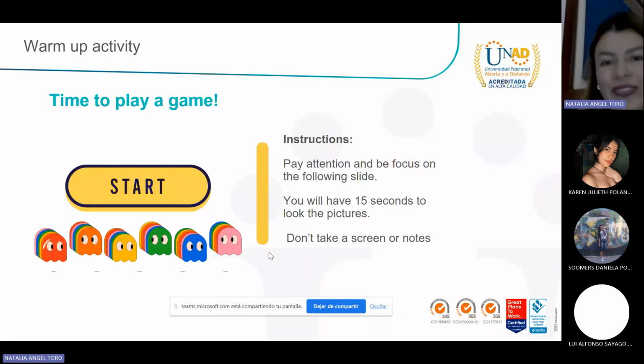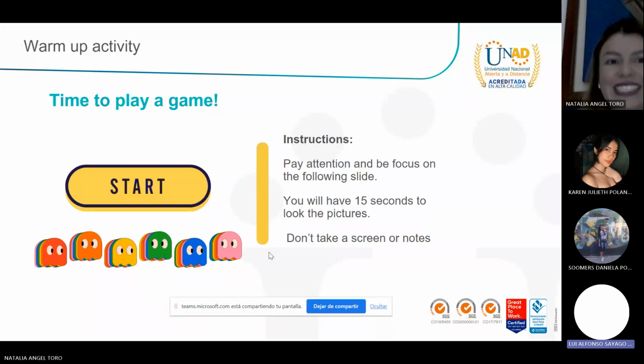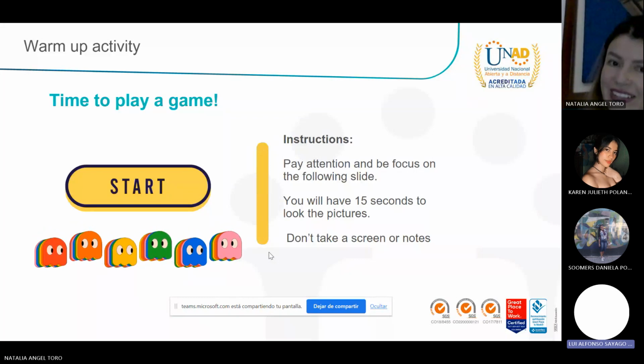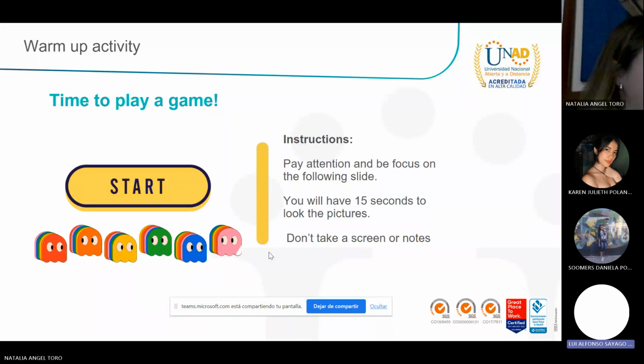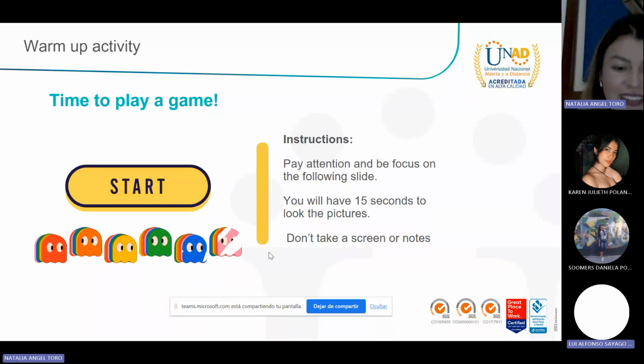Go ahead, please. This is a warm-up activity. It's called Time to Play a Game. The instructions are: pay attention and be focused on the following slide. You will have 15 seconds to look at the pictures. Don't take a screenshot or notes. Excellent. Thank you very much.